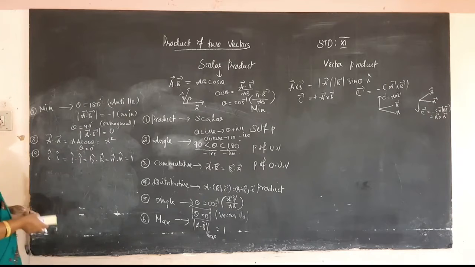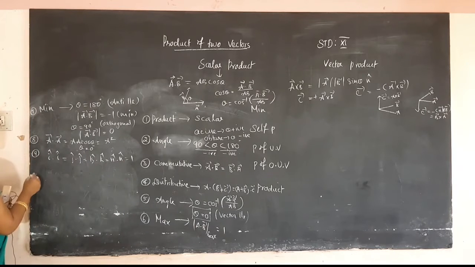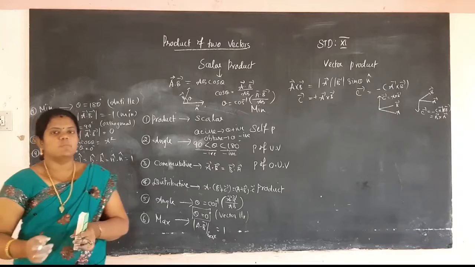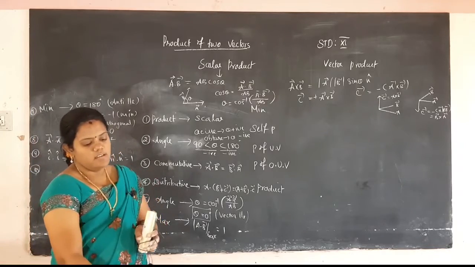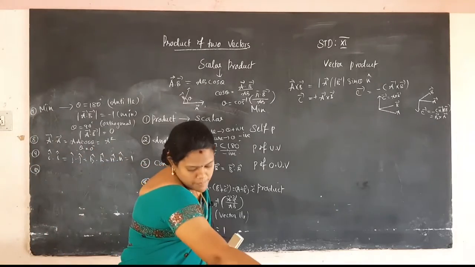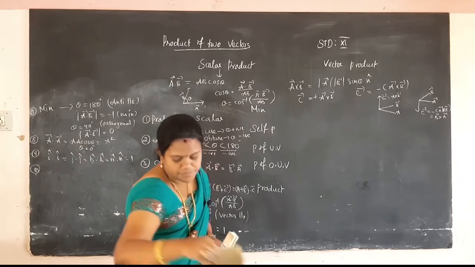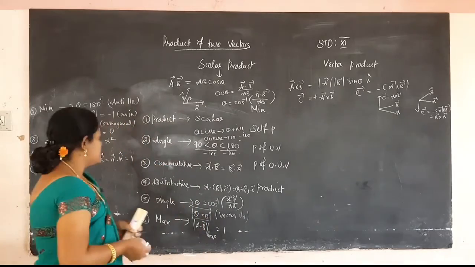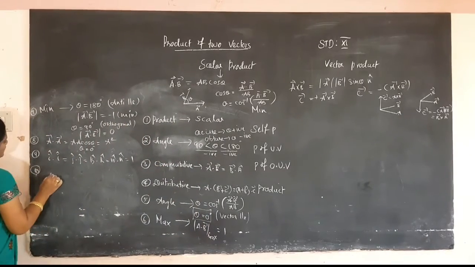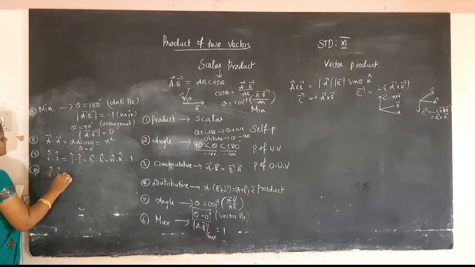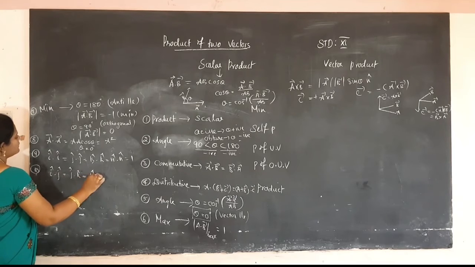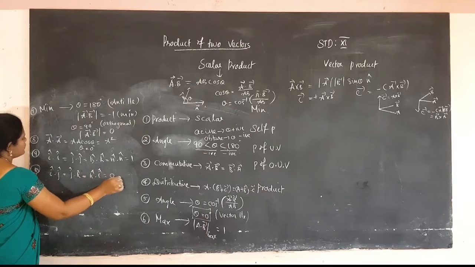Okay, then the next one is product of orthogonal unit vectors. What is the meaning of orthogonal unit vectors? Two vectors are considered orthogonal with one another when they are perpendicular to one another. So for orthogonal unit vectors, i in the x axis and j in the y axis, and j dot k is equal to k dot i, it will be equal to 0.